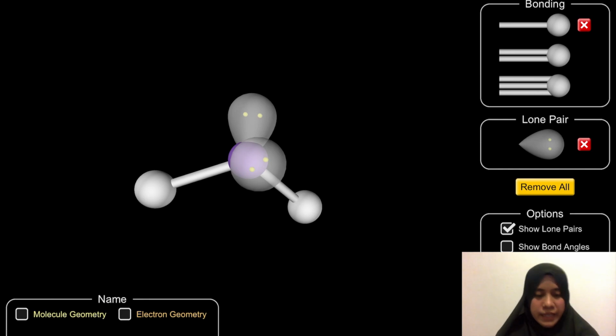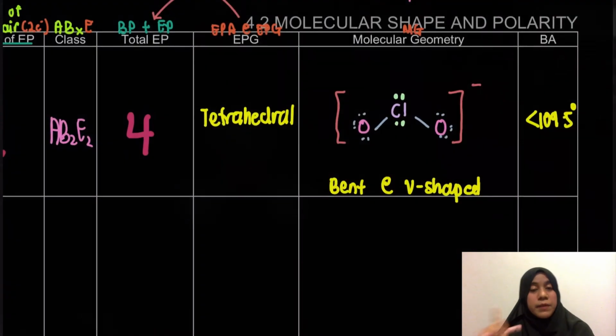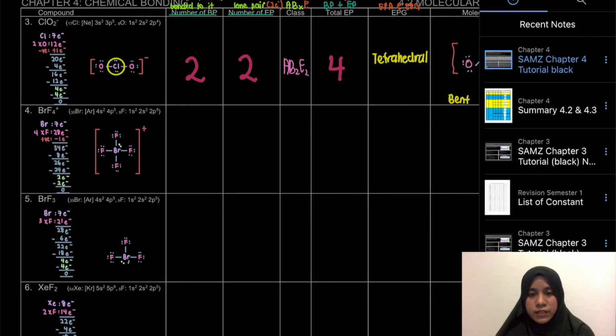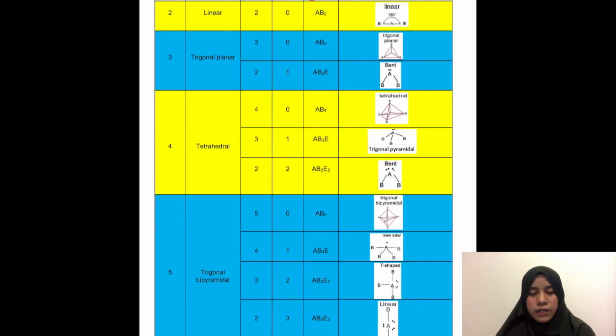Okay, kita check balik. Electron geometry dia tetrahedral because we have 4. 2 bonding pair plus 2 lone pair, 4. So tetrahedral. Molecular geometry dia adalah bent. Okay. Dia orang nampak banyak sikit, tapi sebenarnya Miss buat teaser lah. Ini sebenarnya summary ni Miss ada post dekat dalam Google Classroom.